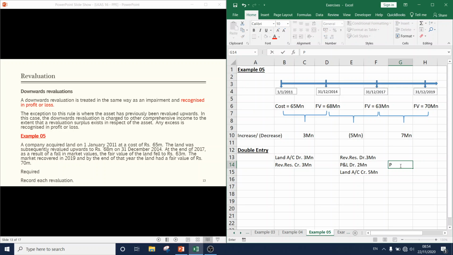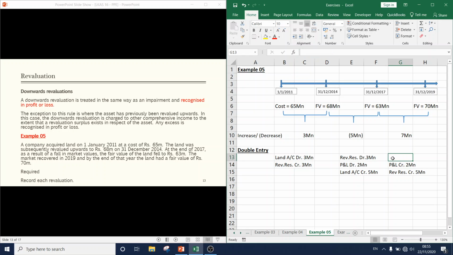It means PNL we need to credit 2 million. And the rest of the 5 million we can credit to the revaluation reserve account.